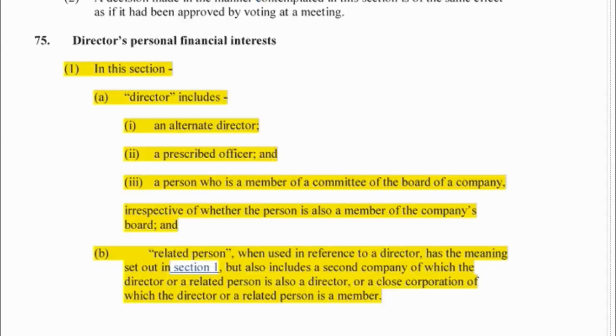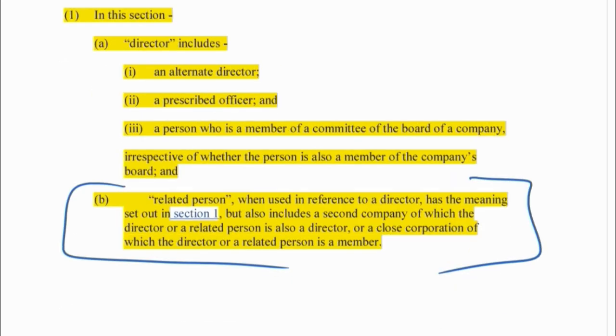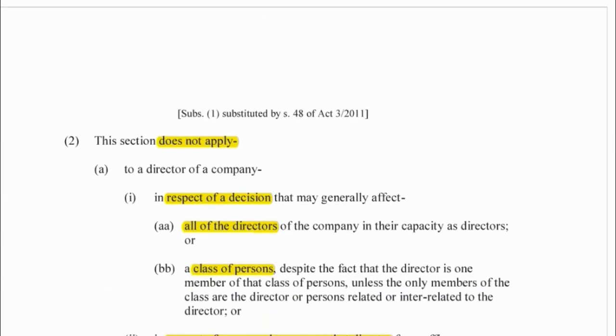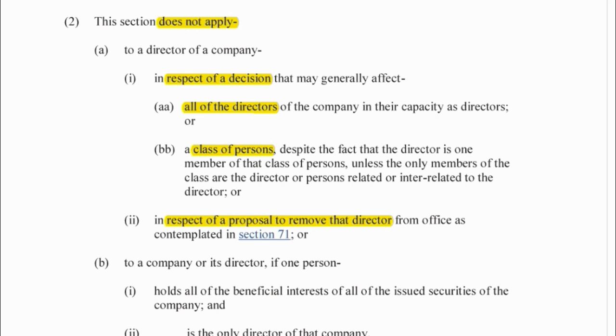Okay, so there it is in Section 75. It tells you who we're looking at in terms of directors, and it then also says related. So if it's any director or somebody related to a director that is going to be affected by this decision, it is director's personal financial interest. Okay, just note that this is not relevant if the decision affects all directors, because then nobody can be present at the meeting, or if it is specific to a class of share that a director has a share in.